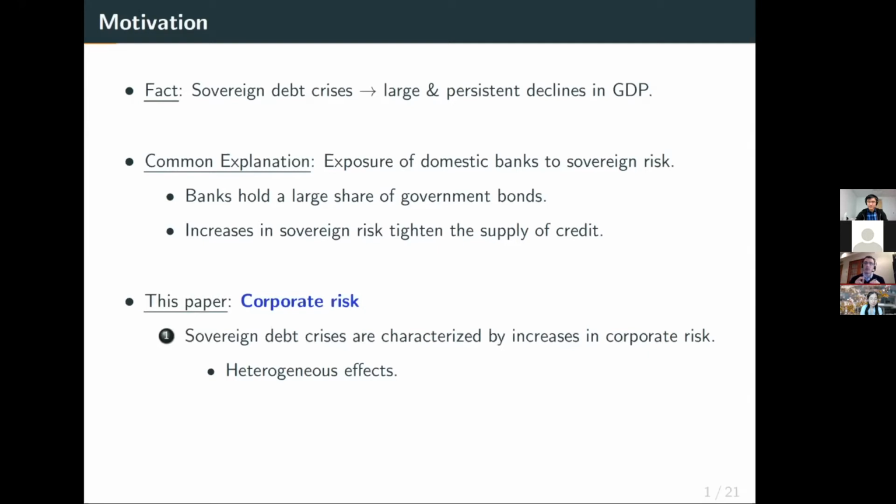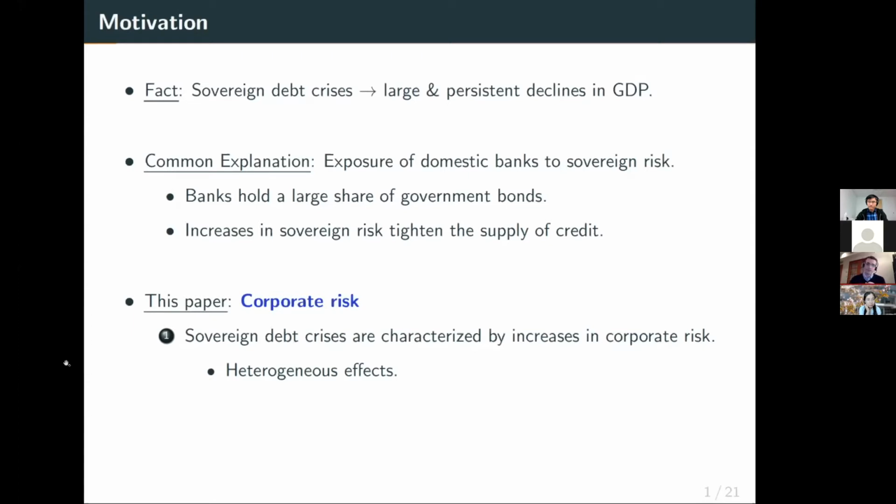Now, what I show in this paper is that that explanation is missing a very important piece, and that is corporate risk. What I show is that sovereign debt crises are characterized not only by large increases in sovereign risk, but also by very large increases in corporate risk. And this is my contribution to this literature: I find that there are very important heterogeneous effects here. For example, the riskier firms, those with higher default probability, are significantly more affected during a sovereign debt crisis.